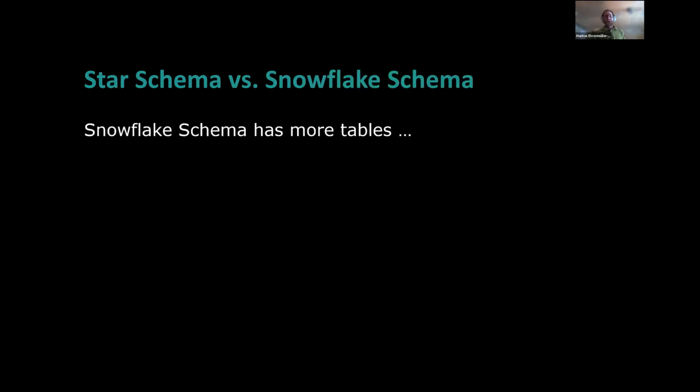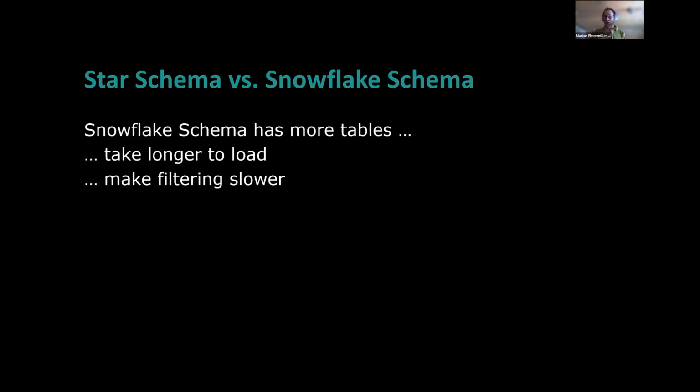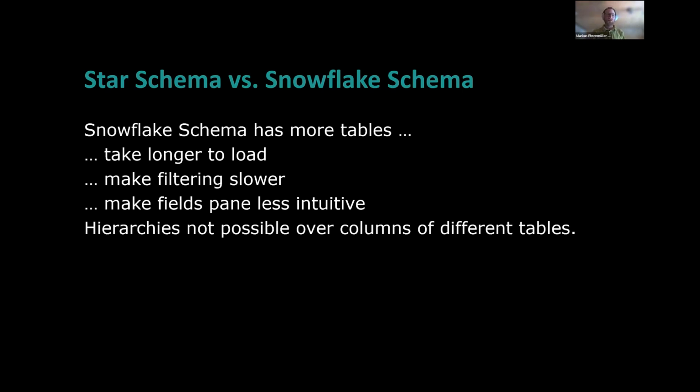So if I compare those two approaches, the snowflake schema clearly has more tables. So we have the product, subcategory, and category tables. And this means it takes longer to load because we have to load more tables. It also makes filtering slower, as I already pointed out, because then the filter has to walk through several tables before it ends up in the fact table. And it makes the field pane less intuitive, because the tables are folder names, right? And then people have to remember where they could find some attributes related to the product.